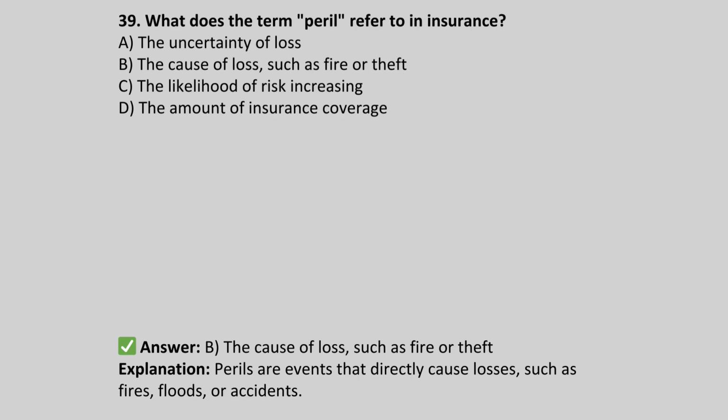What does the term peril refer to in insurance? A. The uncertainty of loss. B. The cause of loss, such as fire or theft. C. The likelihood of risk increasing. D. The amount of insurance coverage. Answer: B. The cause of loss, such as fire or theft. Explanation: Perils are events that directly cause losses, such as fires, floods, or accidents.